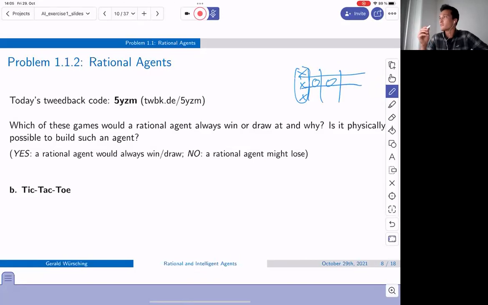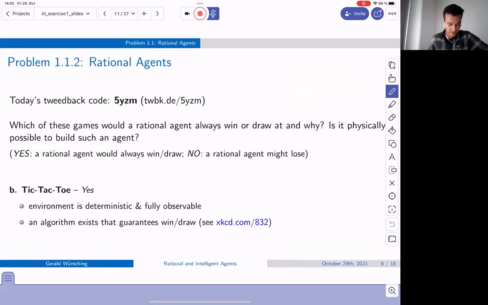So then again, Dawi, you could start the poll for tic-tac-toe and vote again: would a rational agent always win, yes or no? I started it a while ago, so now about 85% choose yes. Okay, that's also very good. Yes, that's also the correct answer.